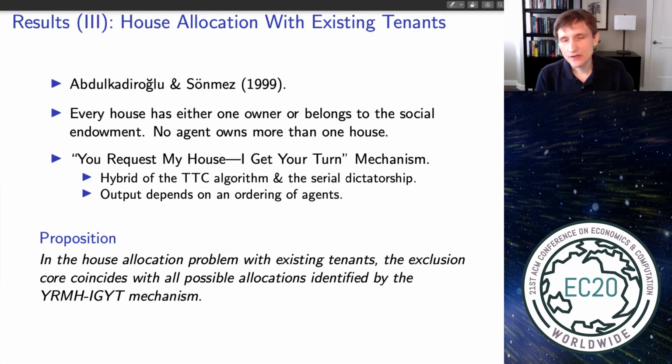In one class of economies that you might be familiar with, the house allocation problem with existing tenants, the exclusion core actually is a recharacterization of the you request my house, I get your turn algorithm. So it actually has a very tight connection with trading cycles, which we found to be surprising.